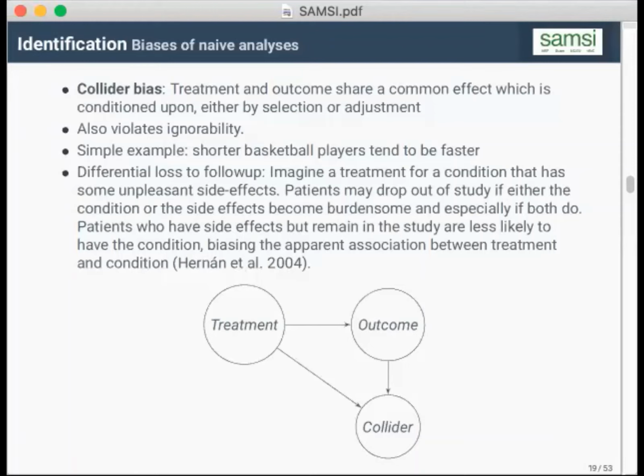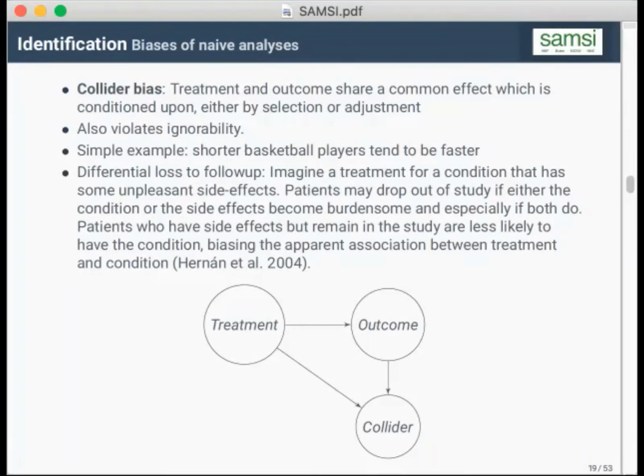Another source of bias is collider bias, where instead of having a common cause that is a confounder of treatment and outcome, both cause a common effect, which is conditioned on. And conditioning on that common effect, or collider, induces dependence between treatment and outcome that's non-causal, and so that can bias causal effect estimates.